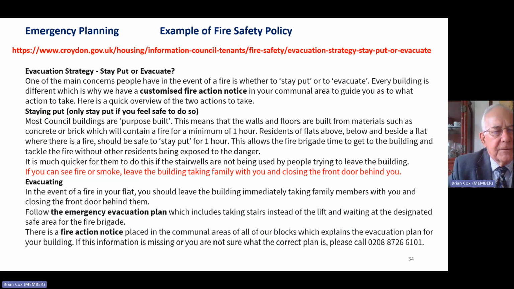So this is courtesy of Croydon local government. This is an emergency planning example of a fire safety policy. You should have one of these. It says what the policy is in this particular building, staying put or leaving the building. It says in particular that if you can see or smell fire or smoke, get your family out and shut the front door behind you. So you should have some kind of policy document like that.